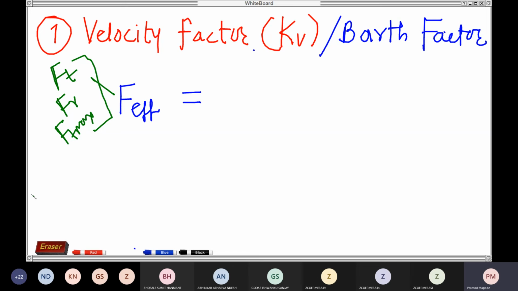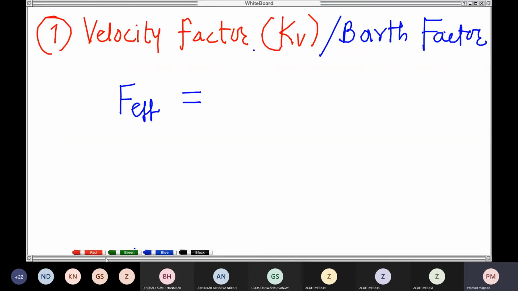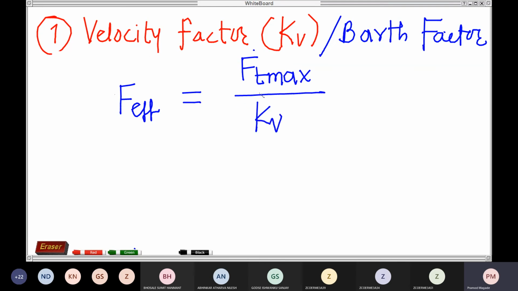So that we have to consider, and therefore we'll have to calculate effective load in case of the dynamic condition on a gear pair. Therefore F effective is equal to, we'll have to write, that is a simple equation, the maximum tangential force acting on a gear pair divided by the velocity factor.